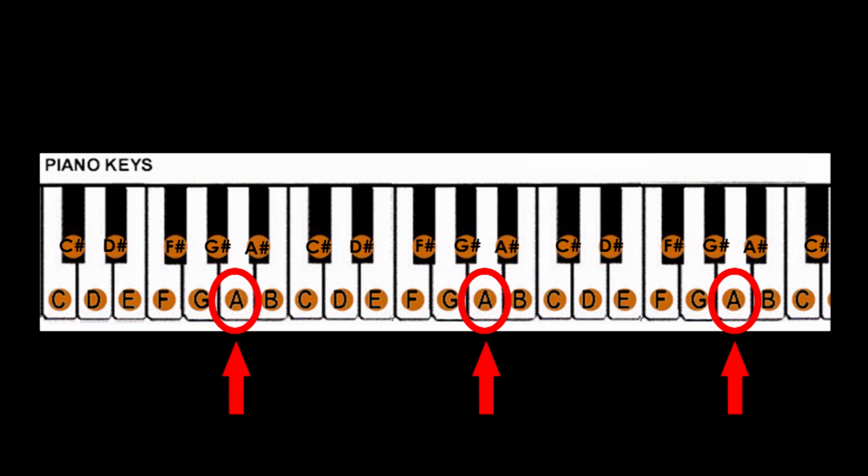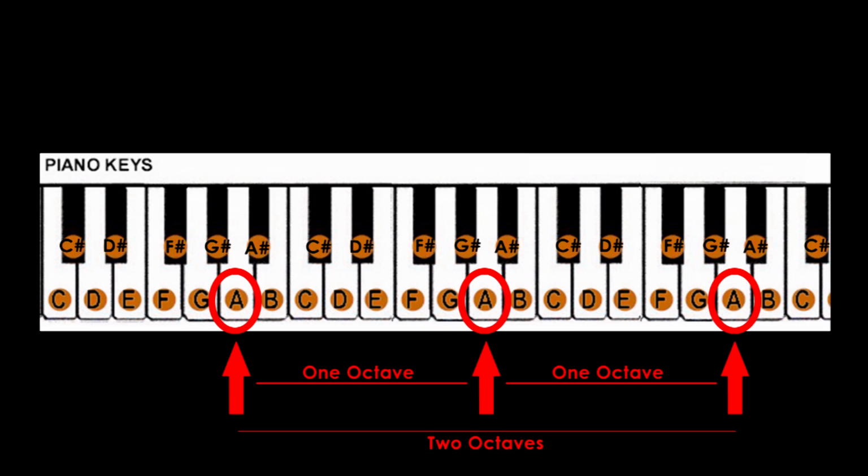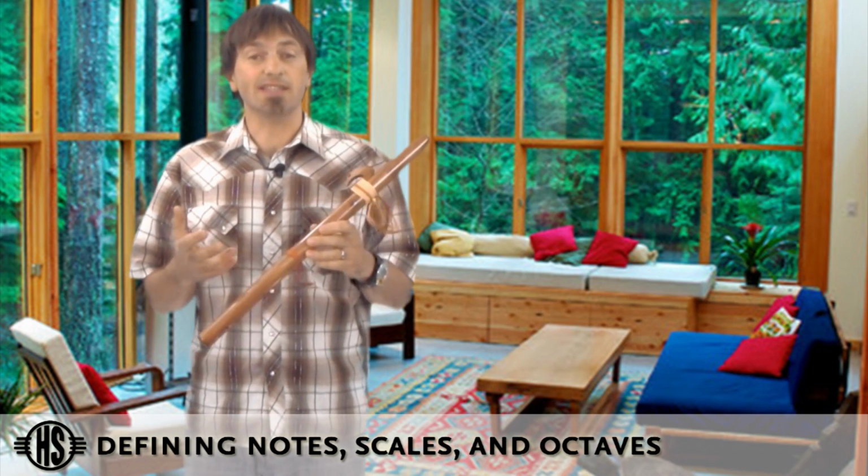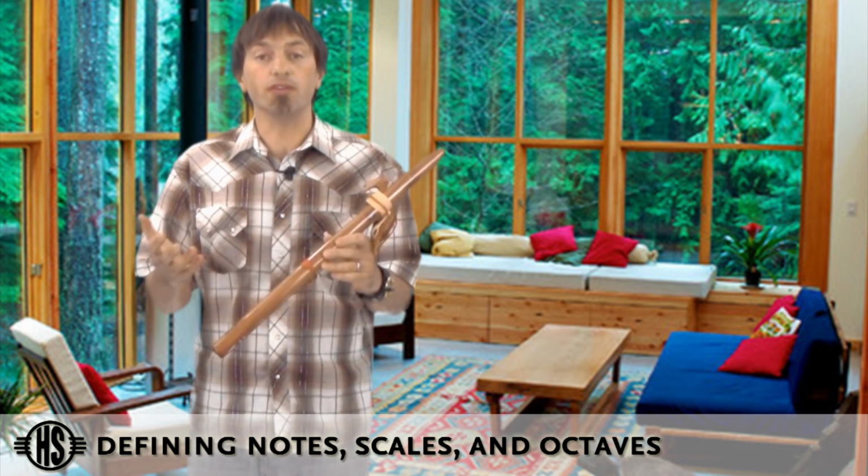So between A middle and A high is 1 octave. Between A middle and A low is another octave, and A low to A high is 2 octaves apart. So you can see how a piano is really helpful because it's a very visual instrument. So you can really see how these notes are related and how music works. Now I just used A as an example, but this applies to all the notes.